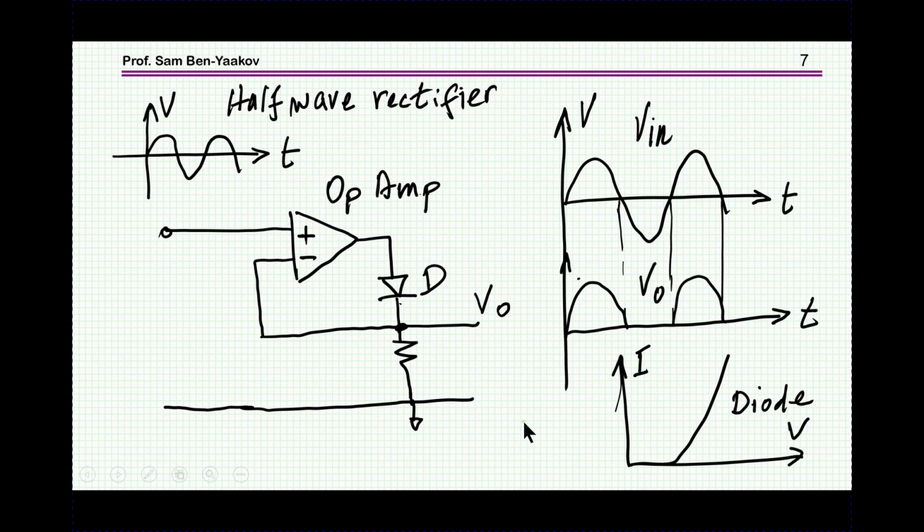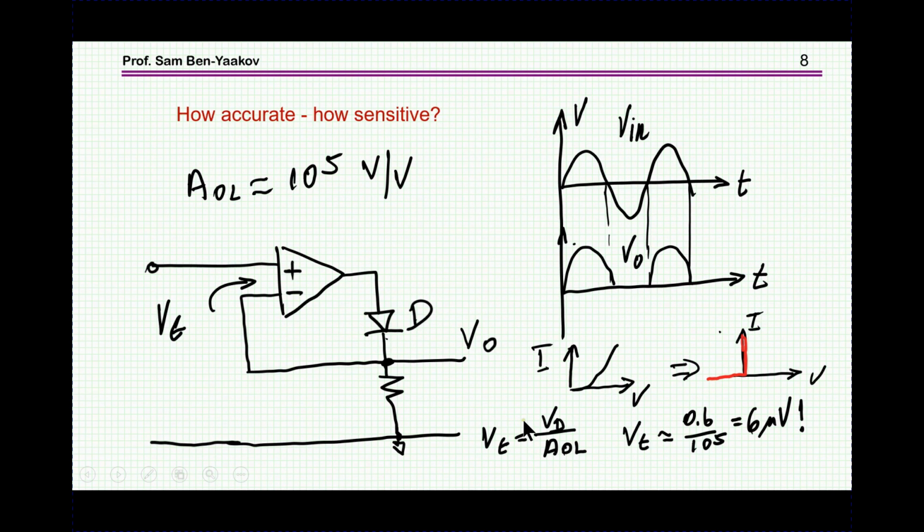Now let me explain in an intuitive way how, despite the fact that the diode has a breakpoint, it could be even 1 volt, you still have a very precise output voltage here, starting from very low voltages at the input. And the reason is the following.